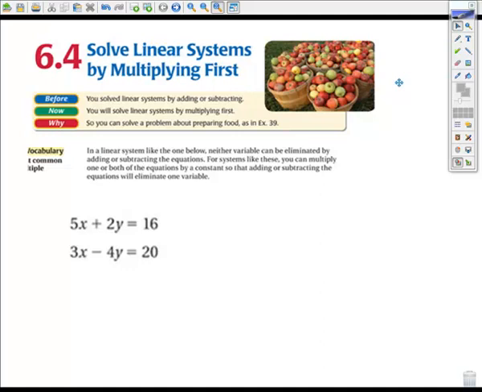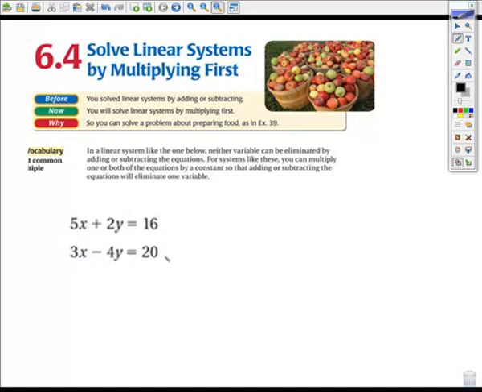Lesson 6.4 from the algebra book is solving systems by multiplying first. So you've already solved systems with the elimination method, and I told you yesterday that now you're going to have to kind of work to get the elimination. So for example, we have the system 5x plus 2y equals 16 and 3x minus 4y equals 20.